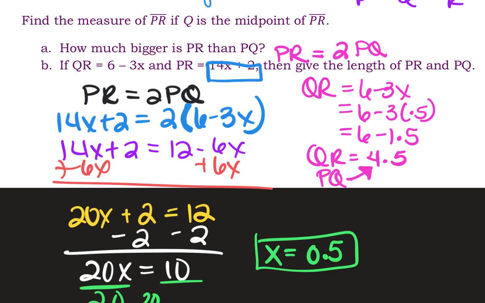The last one is P to R. If Q to R and P to Q are both 4.5, how do I find the length from P all the way to R? Times it by 2. Good. What's 2 times 4.5?